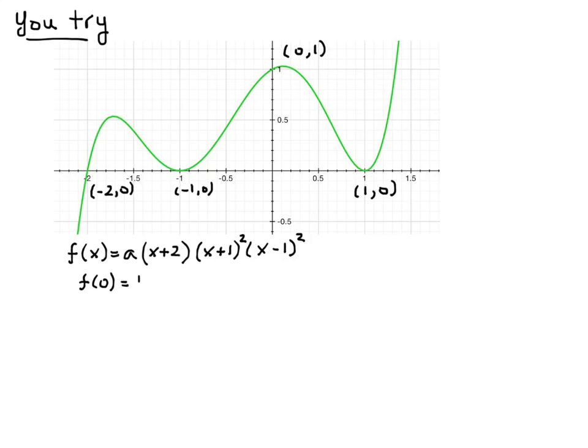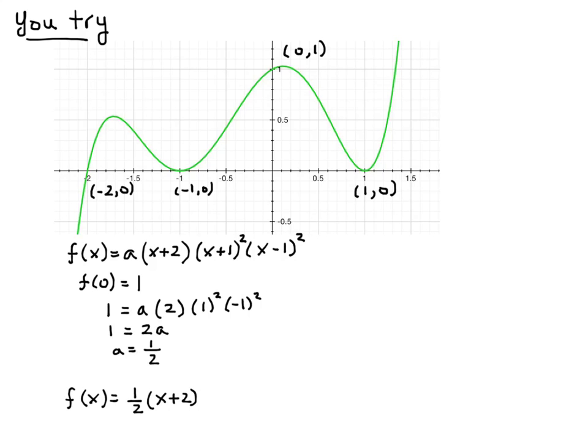Then to figure out what a is, we know f at 0 equals 1, so we'll plug in all the numbers where x is 0, and we get 1 equals a times 2, and what we get is a equals 1/2. Our function then is going to be 1/2 times x plus 2 times x plus 1 squared times x minus 1 squared.